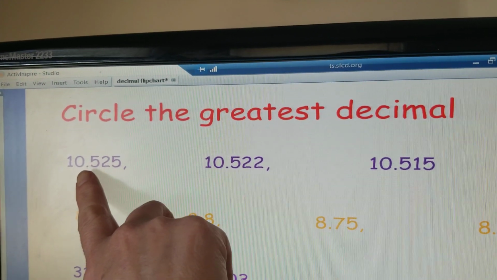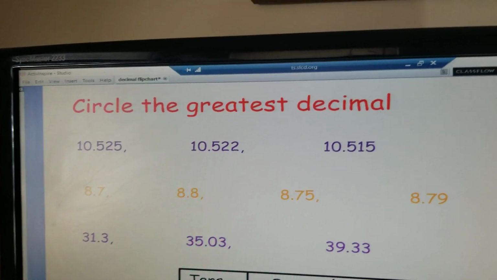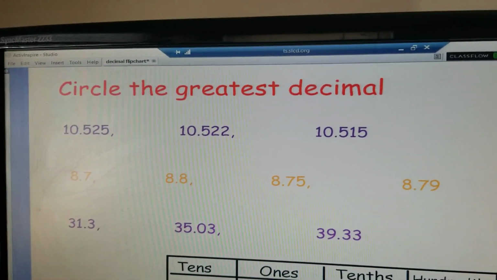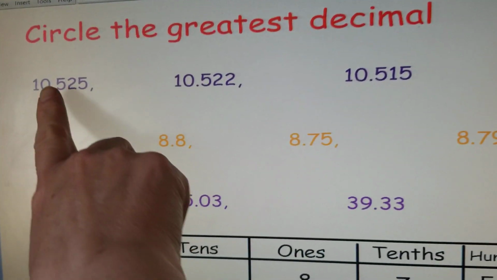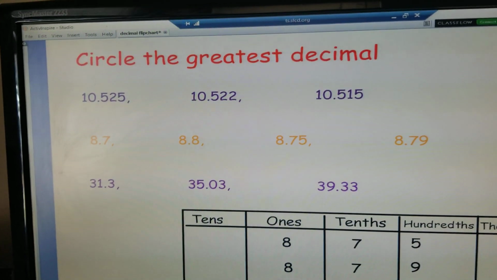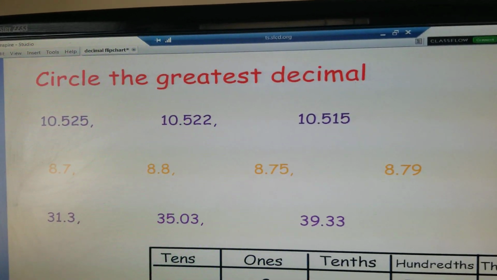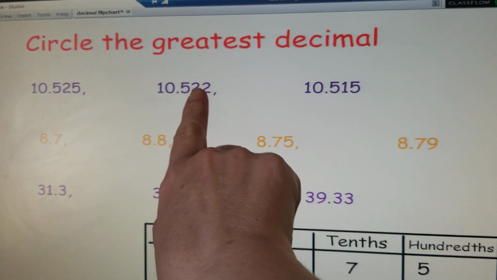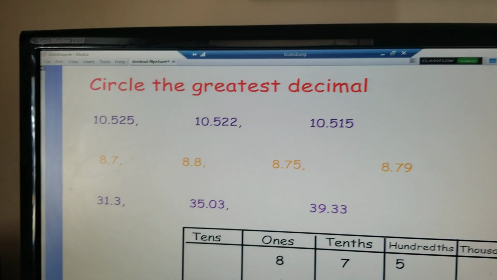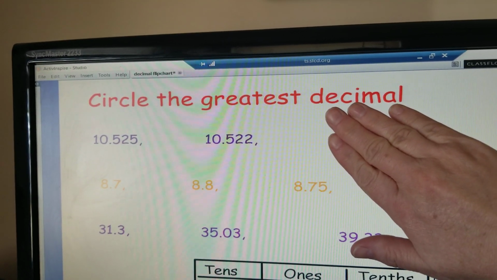Look at the ones place, 0. They all have a 0 in the ones place. So then we keep moving to the next place value. And the next place value is the tenths. Remember, that's after the decimal point. Okay, so we have a 5, and a 5. So they're the same also. So we have to move on to the next place value, which is the hundredths place. Okay, we have a 2, and a 1. Okay, we know that 2 is obviously greater than 1, so we can eliminate this last decimal.